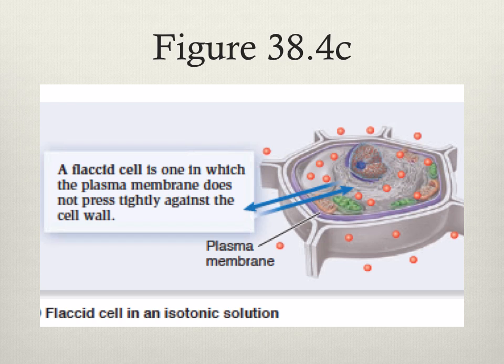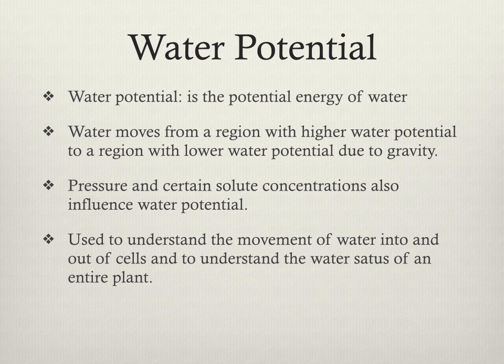When the concentration of solutes is the same outside and inside a plant cell, it will be flaccid, as shown in Figure 38.4c. Solute concentration and turgor of a plant cell influence a property known as water potential, or the potential energy of water. Potential energy is the stored energy of a system with the capacity to do work.